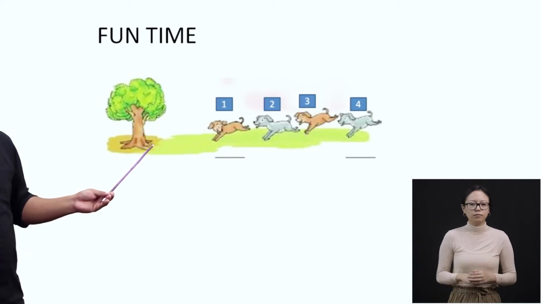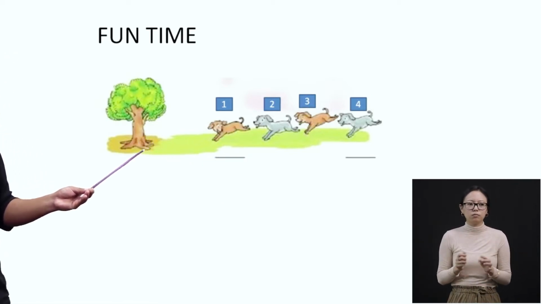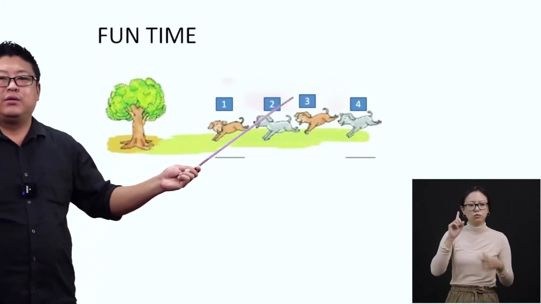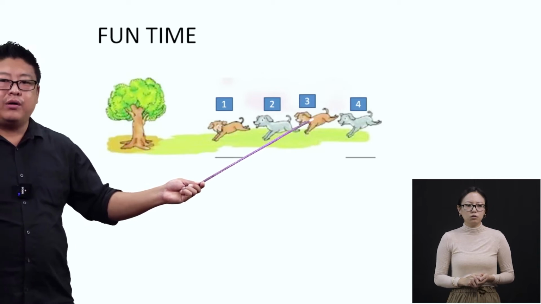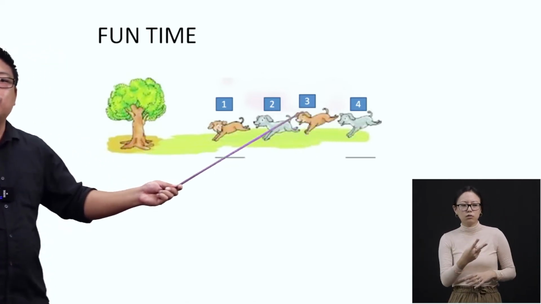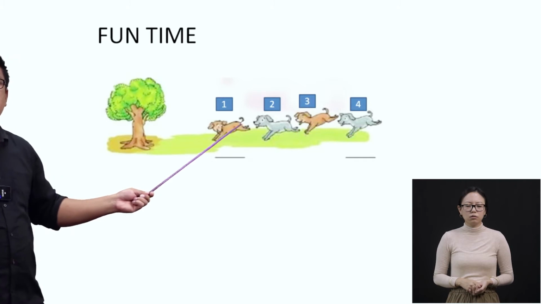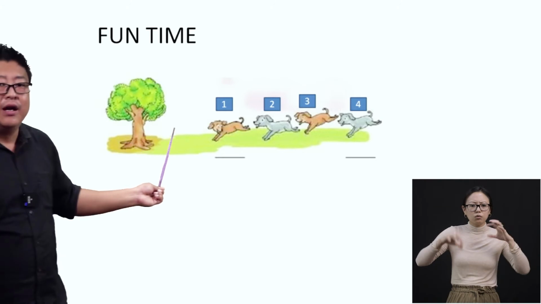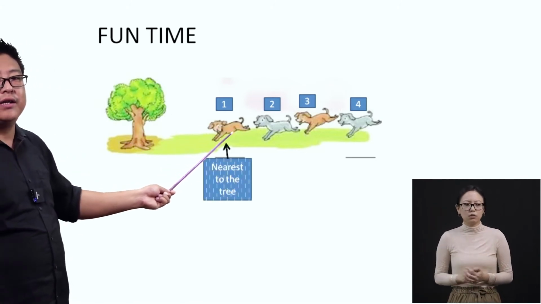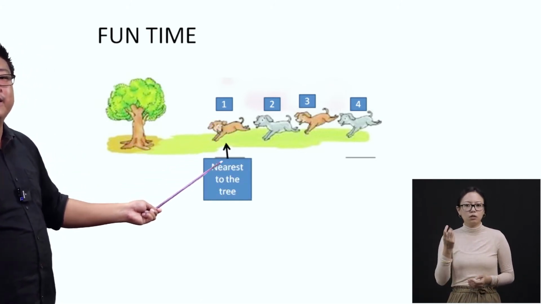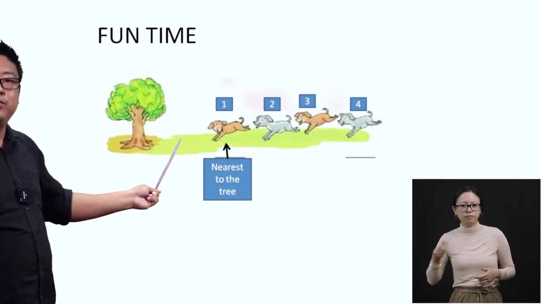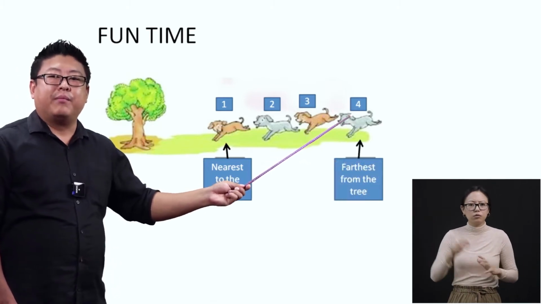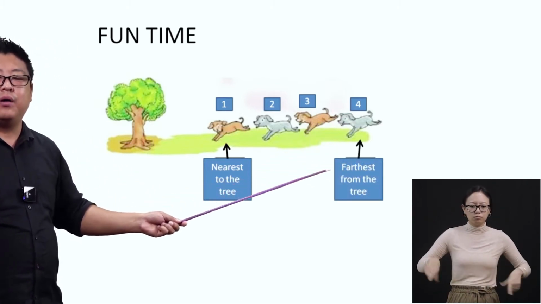Let's look at another example of nearest and farthest. We have a tree here, and we have one dog, two dogs, three dogs, four dogs. So we have a total of four dogs. Now we want to identify which is nearest to the tree. The nearest dog to the tree is dog number one. It is nearest to this tree. And the farthest is number four. The number four dog is farthest from the tree.